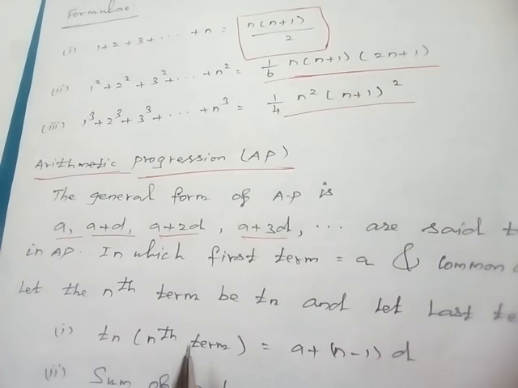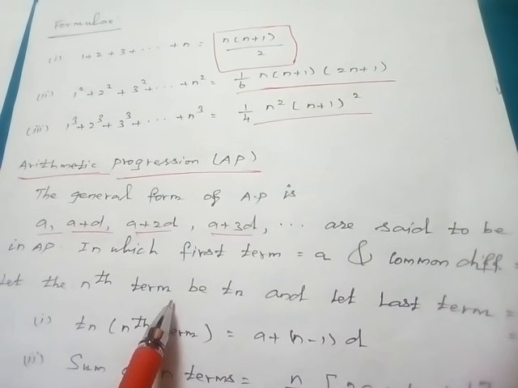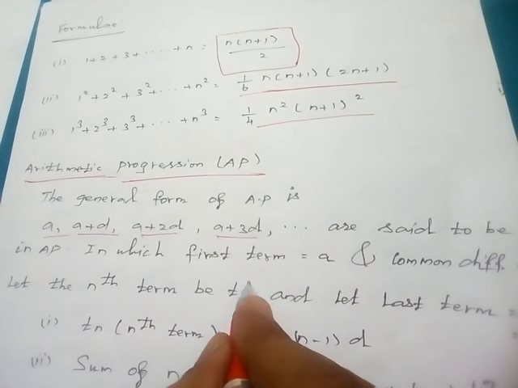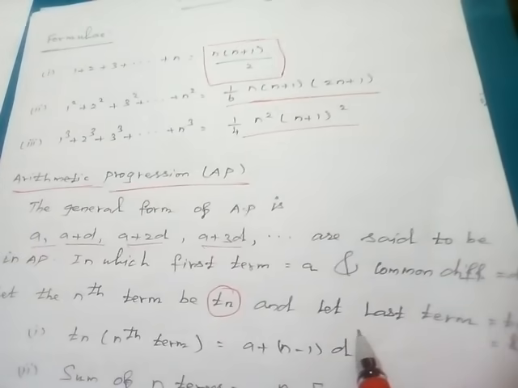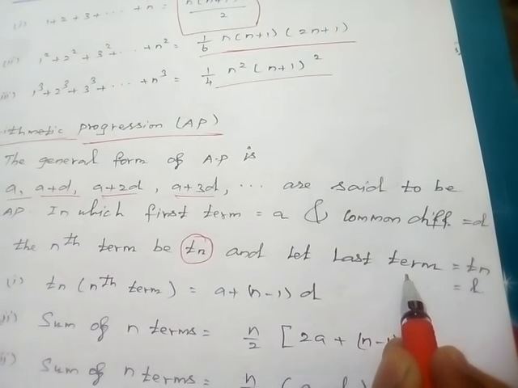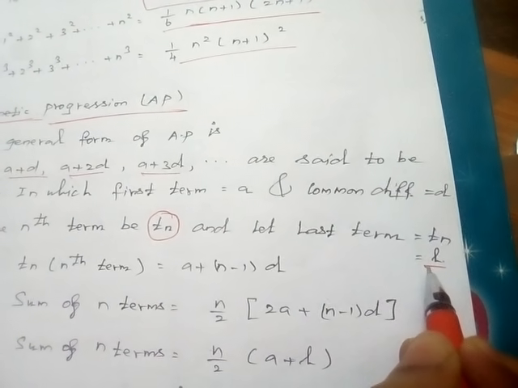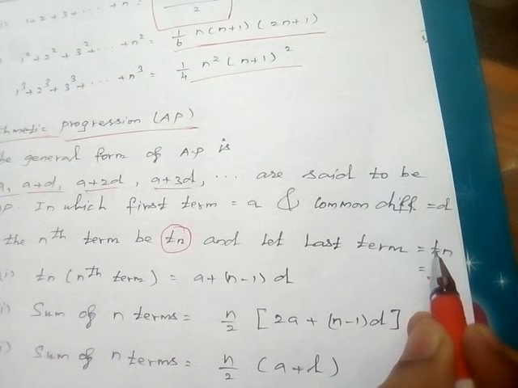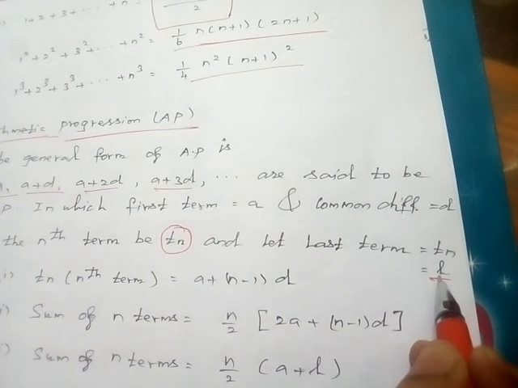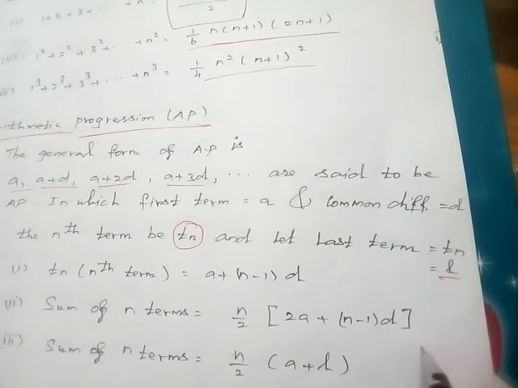So the nth term of the arithmetic progression, let it be denoted by Tn, where Tn is the nth term, and let the last term be denoted by L. In the arithmetic progression, the last term is denoted by Tn, that is Tn equal to L. So the last term equals Tn, that is also equal to L.